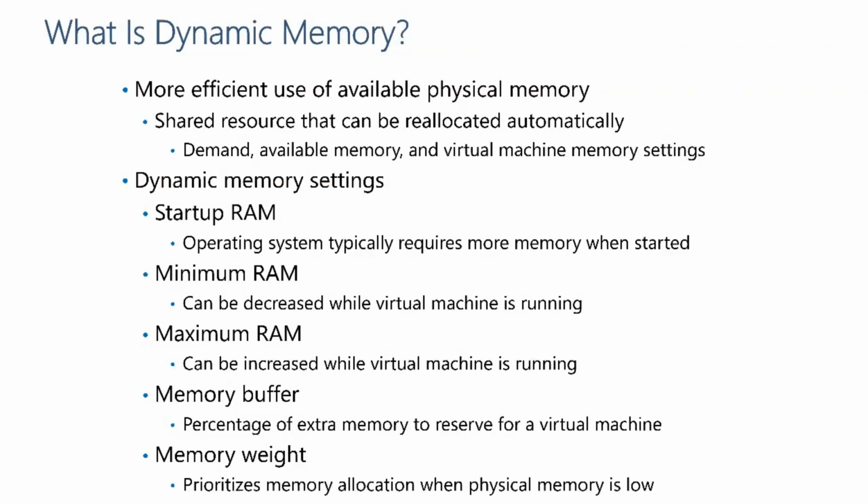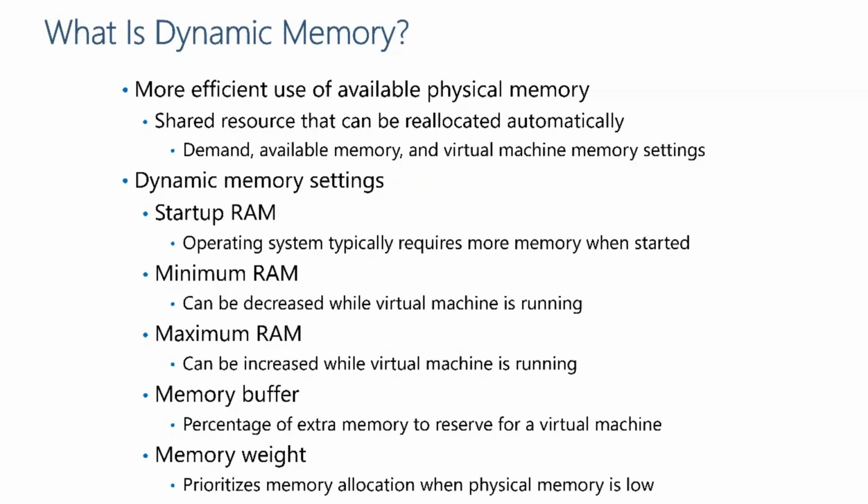Minimum RAM can be decreased while the virtual machine is running. Maximum RAM can be increased while the virtual machine is running. And there's a memory buffer, which is a percentage of extra memory to reserve for the virtual machine, and memory weight, which prioritizes memory allocation when the physical memory is low.